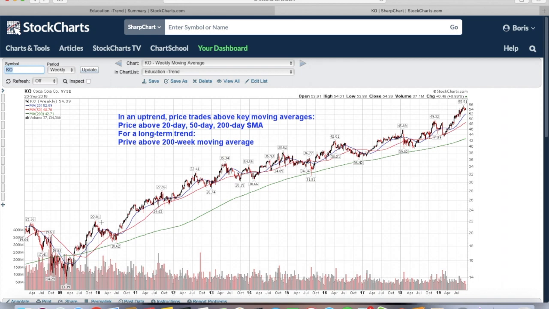As you can see, price moves most of the time above the 50-week moving average. When there's a correction, price may retrace back to the 200-week moving average and resume the uptrend. So in an uptrend, you can see the moving averages help you define the trend. And institutional advisors will always use the 50-day or the 50-week moving average as a key factor to determine an uptrend.